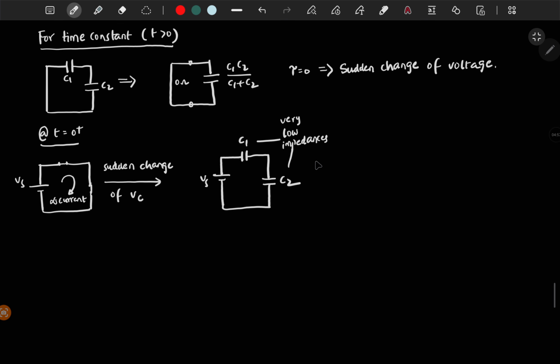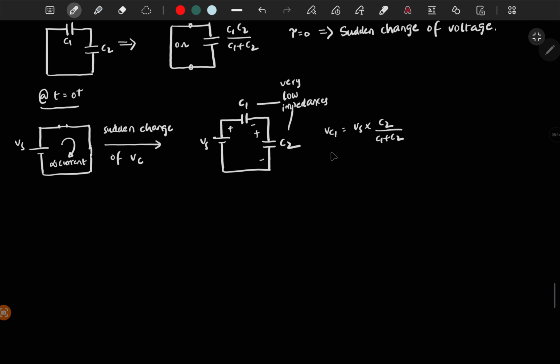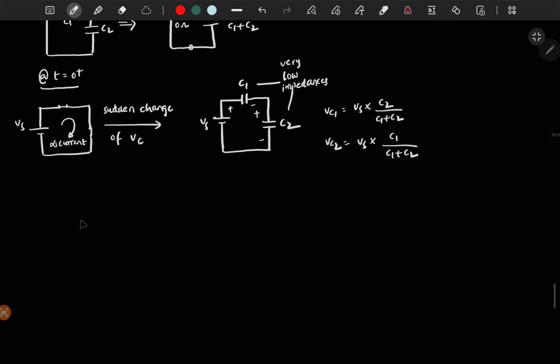So at t equal to 0, now you have C1 and C2, right? If you find VC1, then it is Vs times the opposite capacitor by the total capacitance, which is C2 by C1 plus C2. And similarly, VC2 is Vs times C1 by C1 plus C2. Initially you have 0 volts, but now the capacitor voltage becomes this much. So it means there is a sudden change at t equal to 0. That is what is happening.